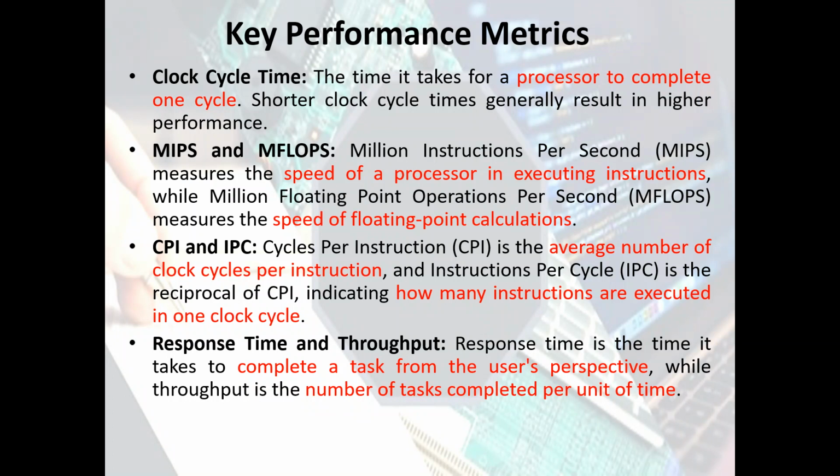We also have the MIPS and the MFLOPS. The MIPS measures the speed of a processor in executing instructions, unlike the MFLOPS, which measures the speed of floating point calculation. Siyempre, yung floating point talks about yung mga with decimal places na. The CPI is the average number of clock cycles per instruction, and IPC is the reciprocal of CPI, indicating how many instructions are executed per one clock cycle. Response time is the time it takes to complete a task from the user's perspective, while throughput is the number of tasks completed per unit of time.